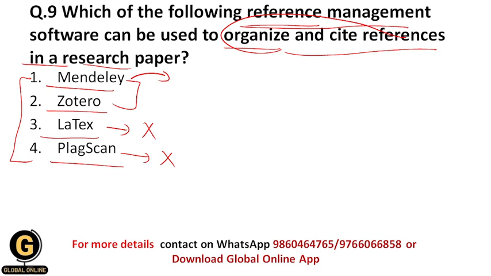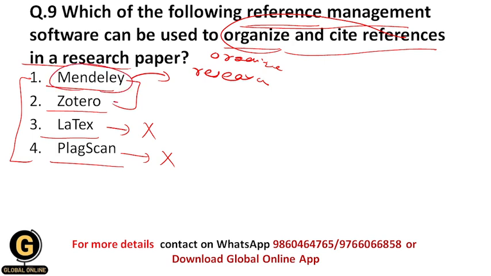Mendeley is a free reference manager and academic social network that helps to organize research. So it is helpful to organize the research. Basically you can organize the research paper by using this software, and also you can collaborate with others online. You can discover the latest research as well by using Mendeley.